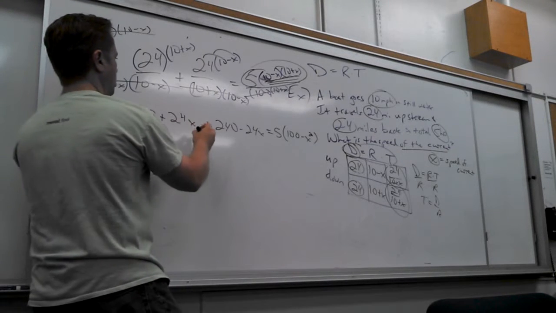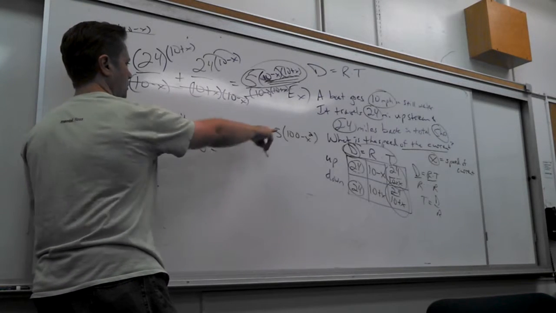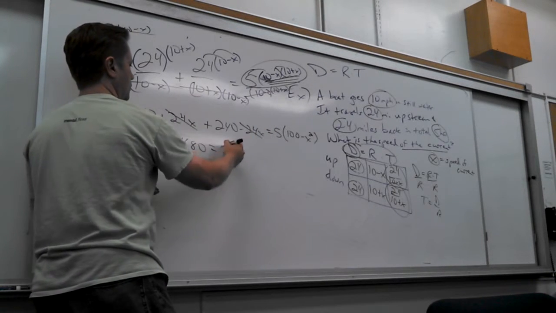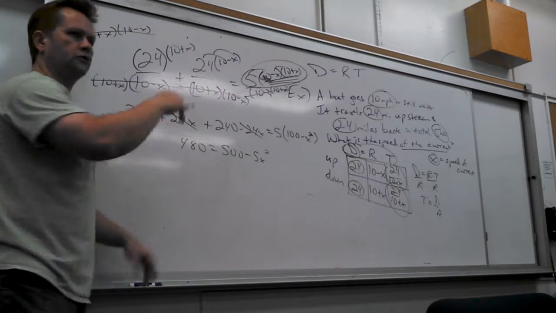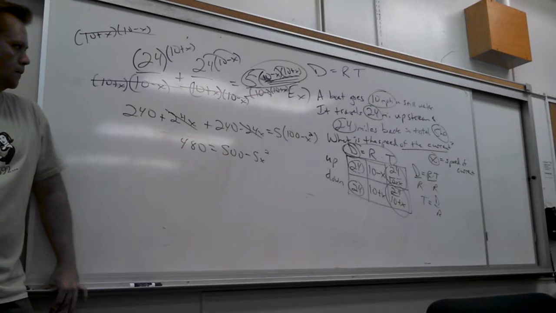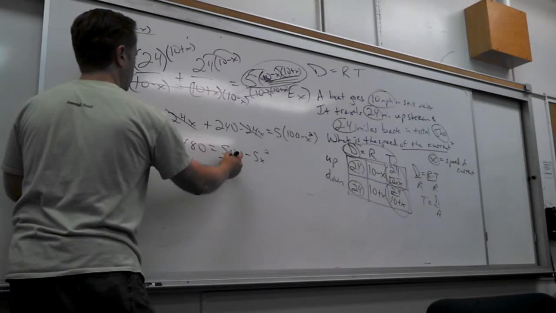So, what do we got here? We got on this side, those go away. Now, of course, right here, I could have divided by 5, but we'll see that in a minute. Yeah, so then subtract 500.